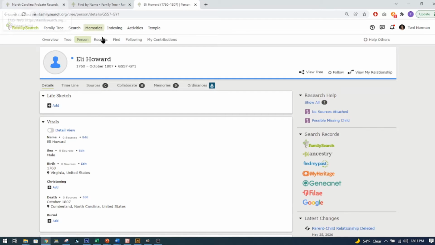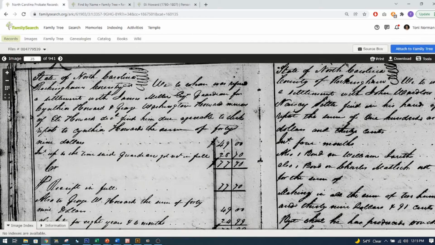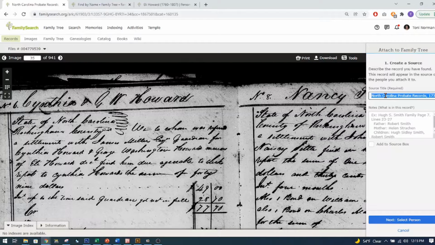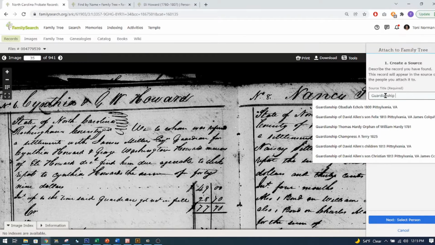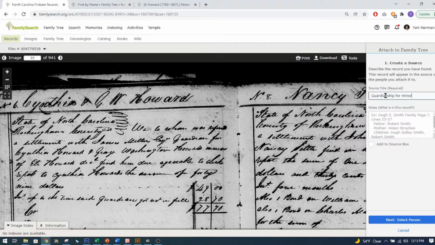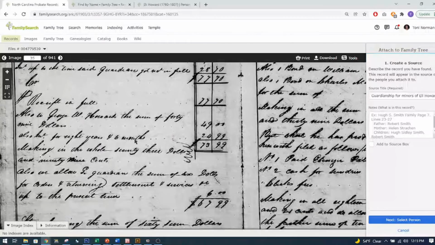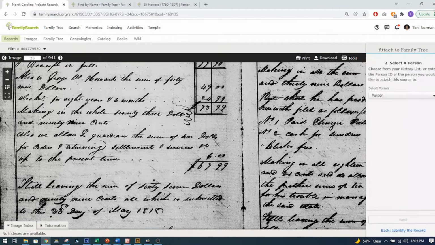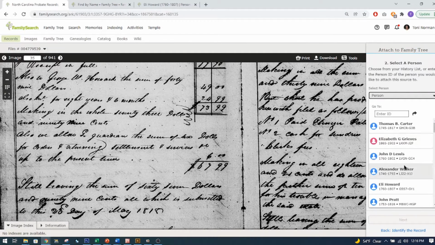So let's do the same for him. Now, he probably is not going to show up. I'm not positive. Let's see. So we're going to attach this one, this page. We're going to say guardianship for minors of Eli Howard. 18, let's see if it's 1817. 1818. Next, okay, and we're going to go to this person. And I looked him up a little bit ago, so he shows up also.